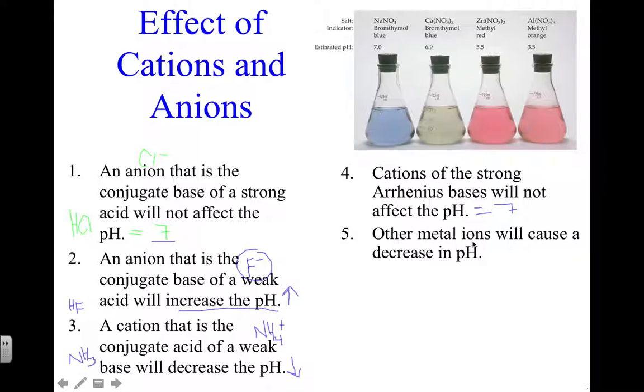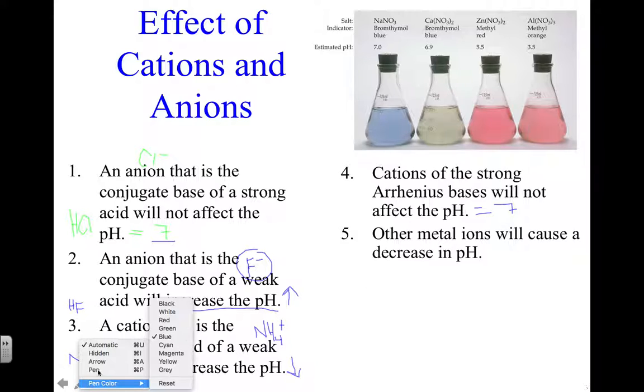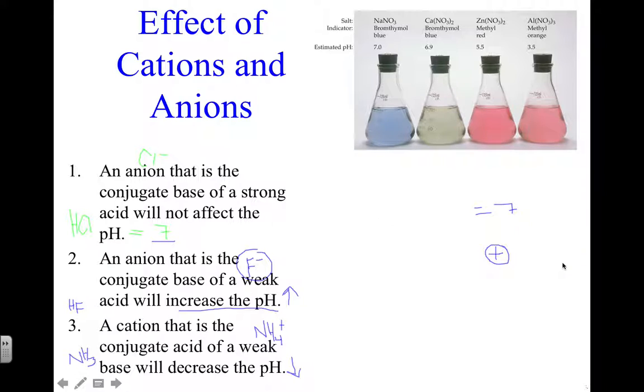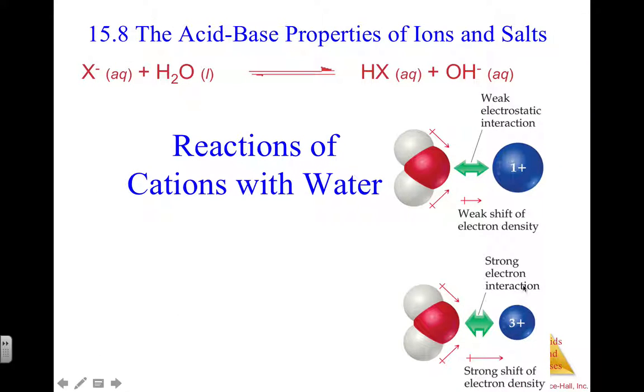5. Other metal ions will cause a decrease in pH. And let's think about this. What is a metal ion? What do metals do? Do they add electrons or do they lose electrons? Remember, metals lose electrons to form cations. So these cations decrease the pH for the reason that we saw on the previous slide here, shifting the electron density of oxygen towards itself, making water slightly more acidic.